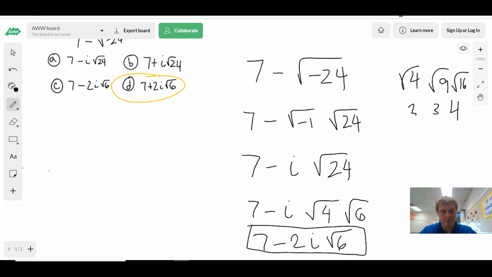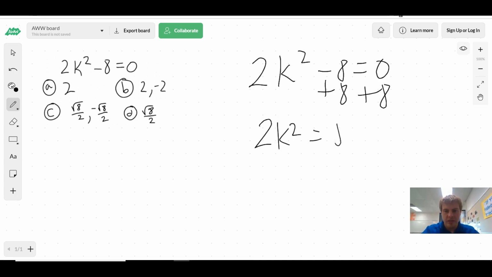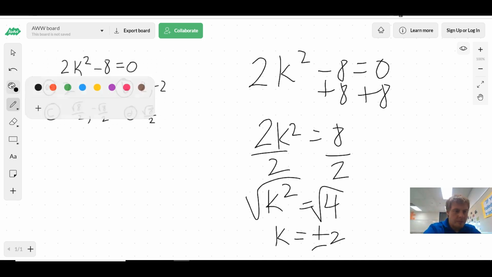Let's try the next problem. For this problem we just need to solve, and this should be very easy to do because I'm just going to add 8 to both sides. I'm going to get 2k squared equals 8. I'm then going to divide by 2, get k squared equals 4. Take the square root, I'm going to get k equals plus or minus 2, which would be b.